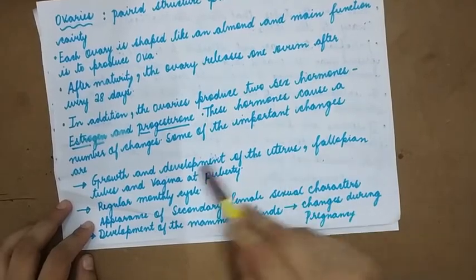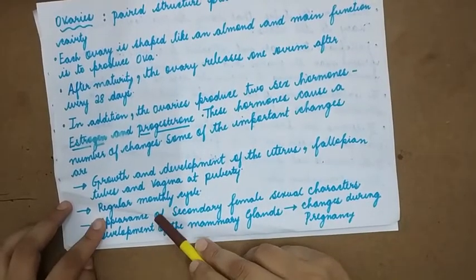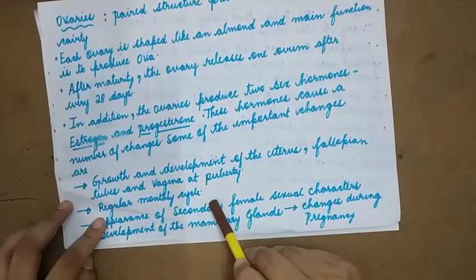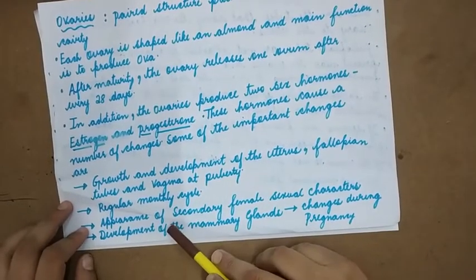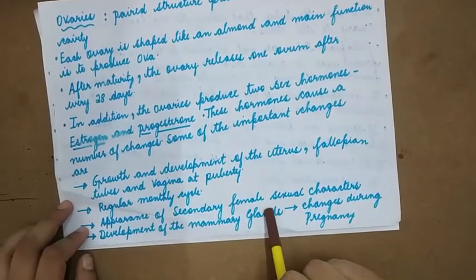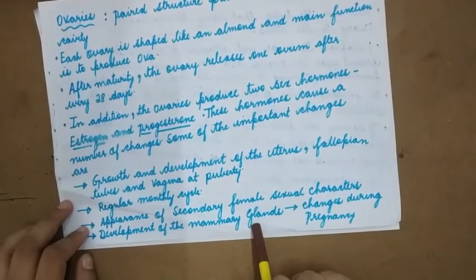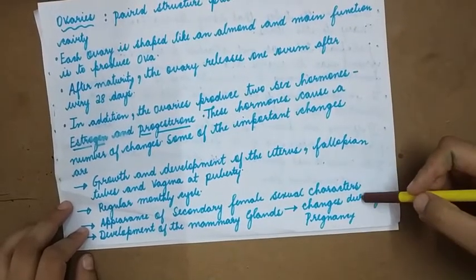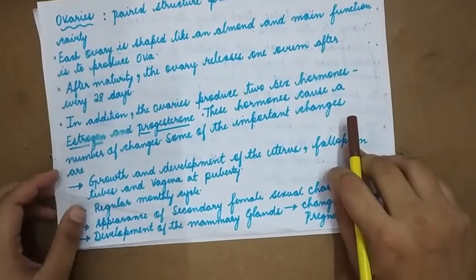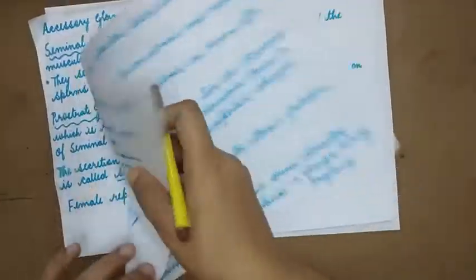So these are the parts of the female reproductive system. Regular monthly cycle, that is nothing but the menstrual cycle, the appearance of the secondary female sexual characteristics, and development of the mammary glands, that is changes seen during pregnancy, are controlled by these hormones.